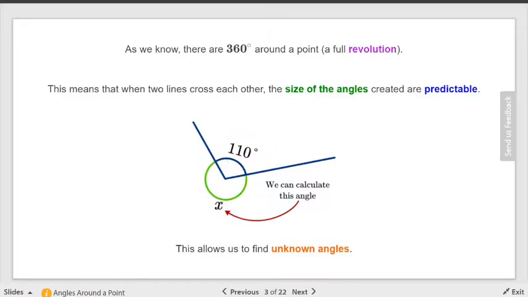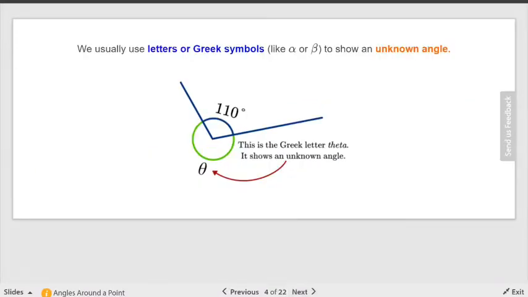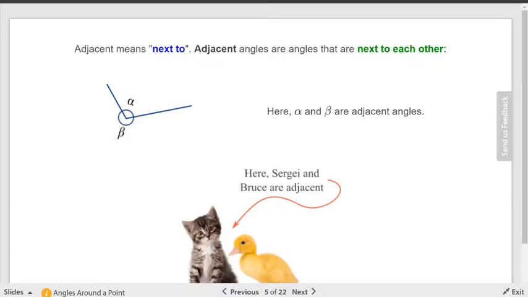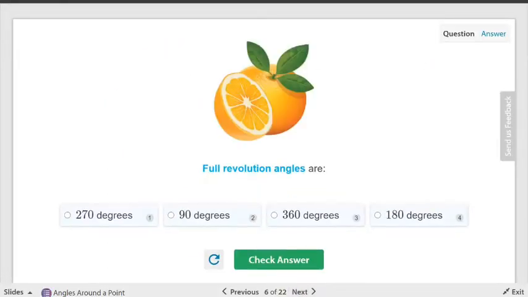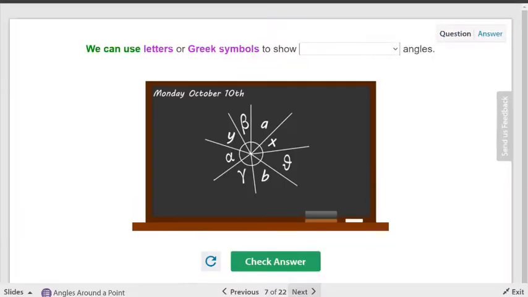Here they're using the Greek letter theta, saying that it's an unknown angle. Instead of just x, they usually use Greek letters. Adjacent means what? Next to. So these two angles are considered adjacent because one is right next to the other. The idea of adjacent angles is very important. Full revolution angles are 360. We use Greek symbols to show unknown angles.